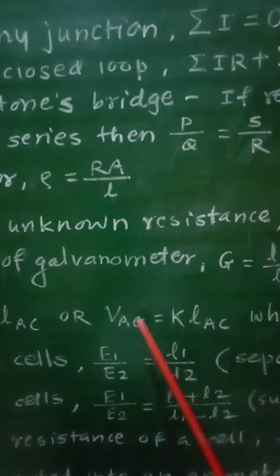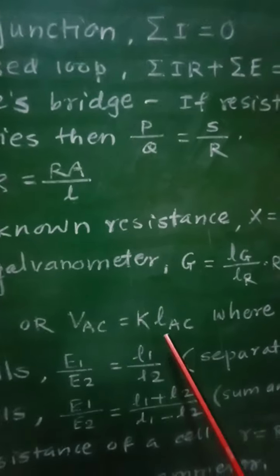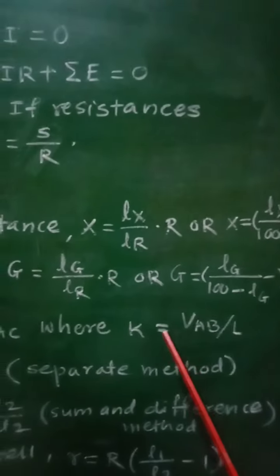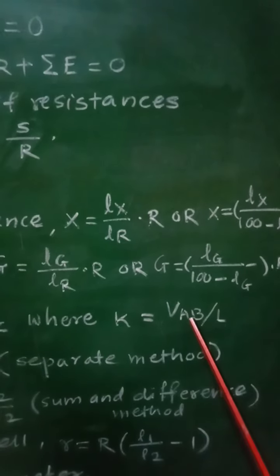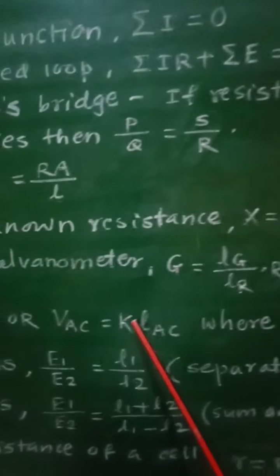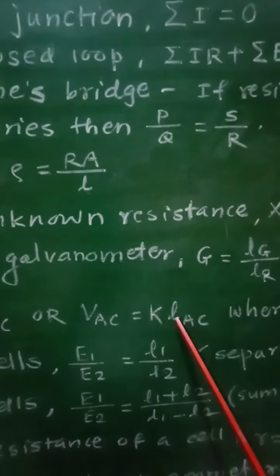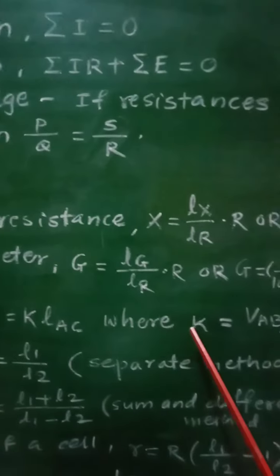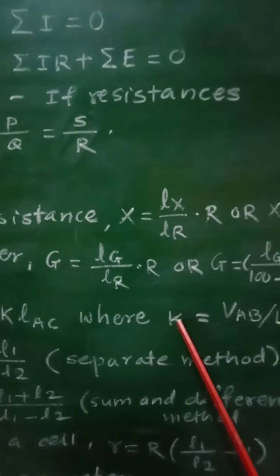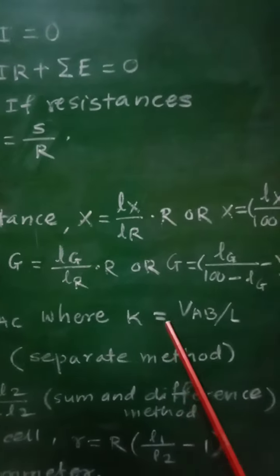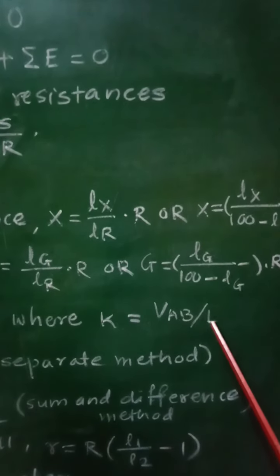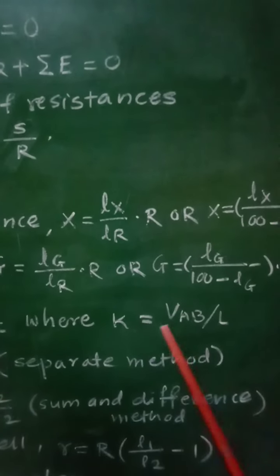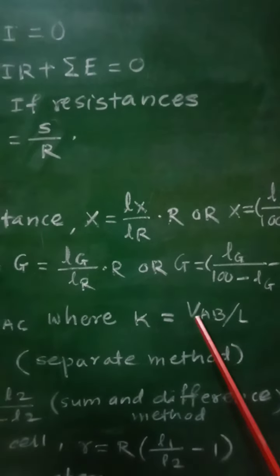From this, K will be equal to phi AC upon LAC. But generally that K, which is called the potential gradient, is determined as the total potential difference between the 2 points of the potentiometer wire AB divided by its length capital L. So VAB upon L will be the potential gradient K.